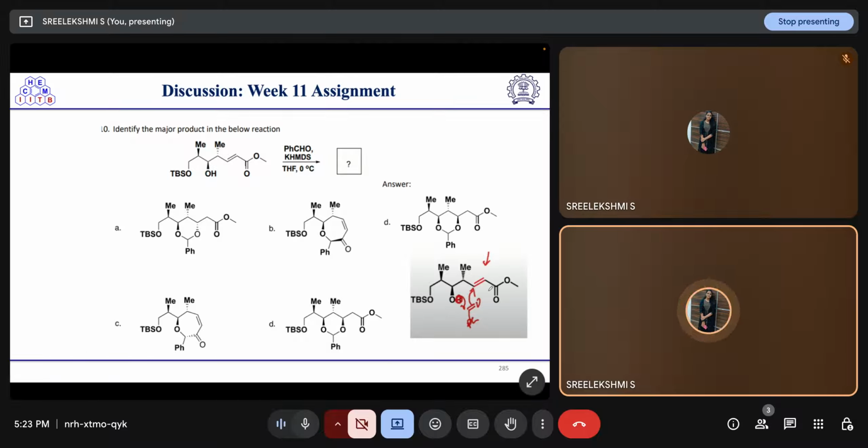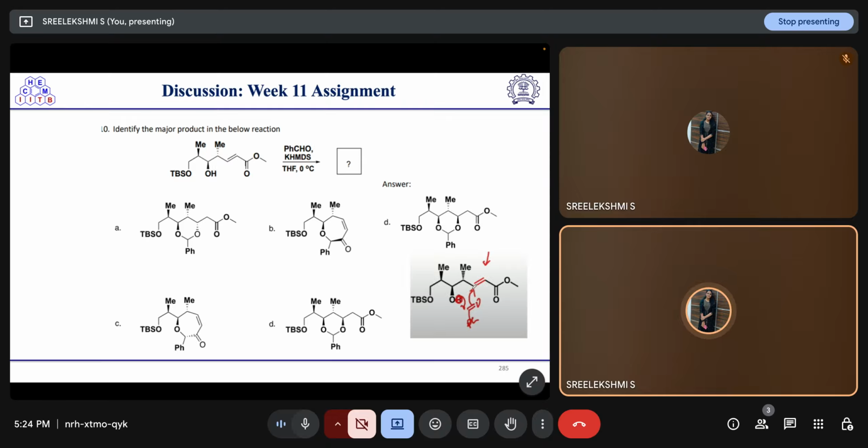So here what will happen, this KHMDS will abstract a proton from this hydroxyl group, and this O minus will attack at this carbonyl carbon center of this benzaldehyde, and that will go here, and then that can attack at this double bond to form this compound.